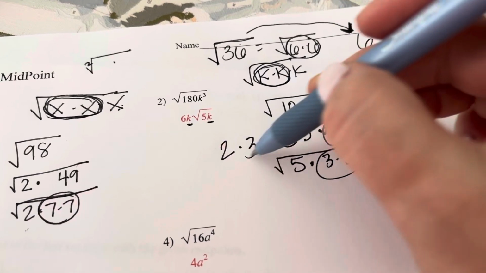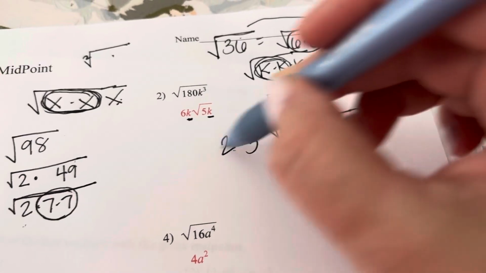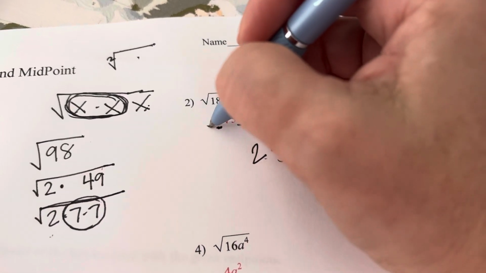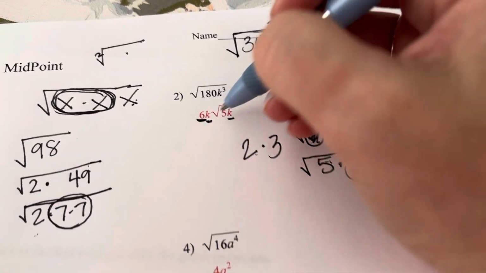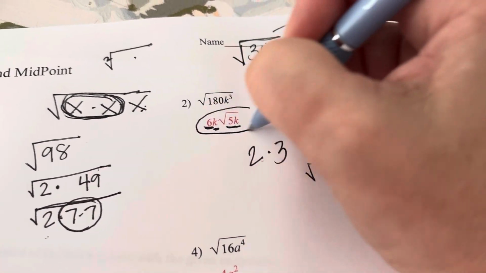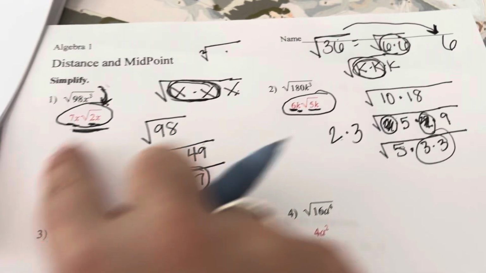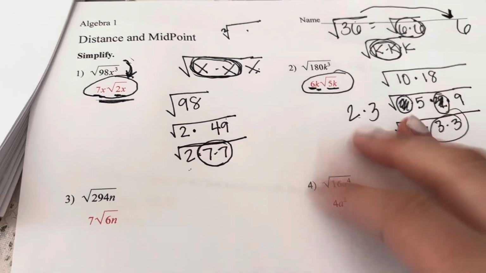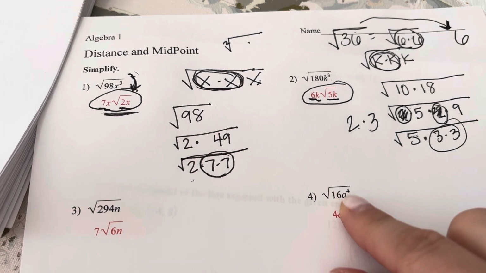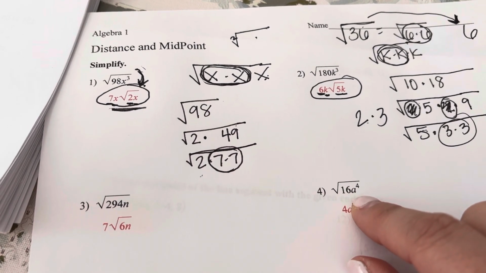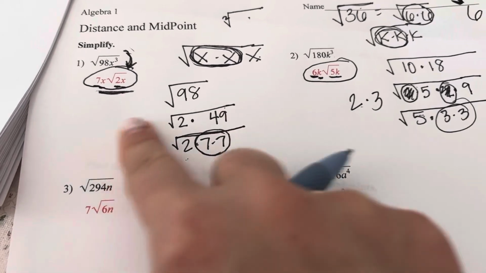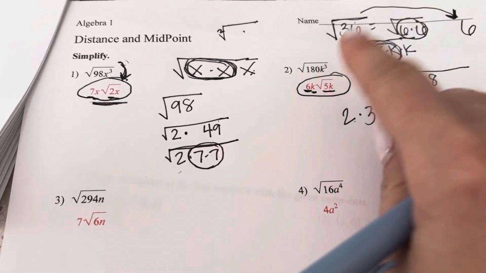When I spit it out, I now have to multiply these two numbers. So 2 times 3 gives you the 6, and the 5 is left inside, leaving this as your answer. So that is how you simplify those problems 1 through 4. That one's your easiest one, just to give you a heads up. But these are the answers to 1 through 4, how to solve it. Give it a try.